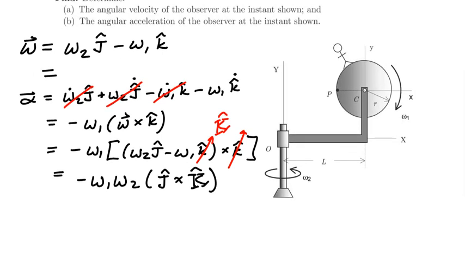At this point, I can go ahead and work out the final answer here. Capital J cross capital K is capital I, so I'll have minus omega 1, omega 2 in the capital I. And up above here, if I now want to put this in a consistent unit vector set as well, I'll have omega 2 in the capital J, minus omega 1 in the capital K. From here, all you need to do is plug in numerical values.